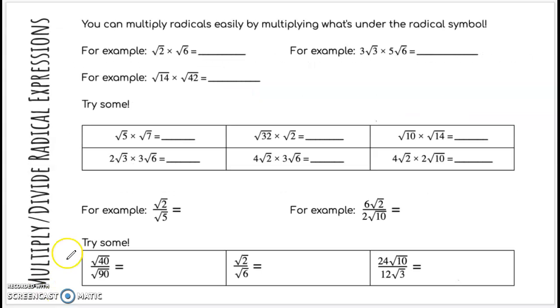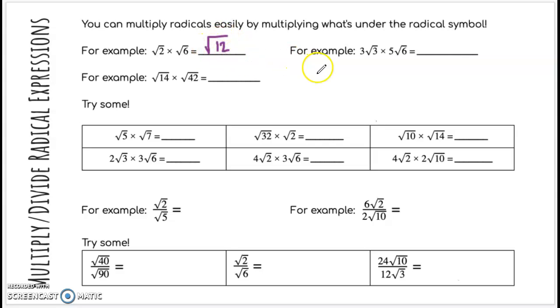You can also easily multiply radicals by just multiplying what's underneath the radical symbol. So for example, the square root of 2 times the square root of 6 gives you the square root of 12. Now when you do this, you might end up with a radical that can now simplify, right? Square root of 12 has a perfect square inside of it.